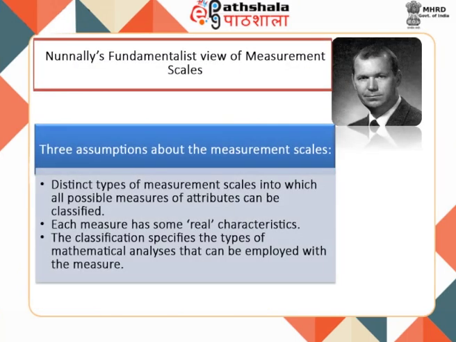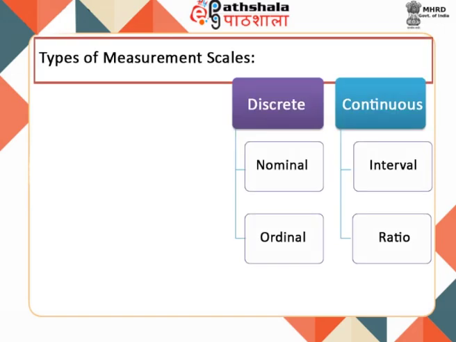Stevens proposed a fundamentalist view that holds the following three assumptions about the measurement scales. First, there are distinct types of measurement scales into which all possible measures of attributes can be classified. Second, each measure has some real characteristics that permit its proper classification. Third, once a measure is classified, the classification specifies the type of mathematical analysis that can be employed with the measure. Measurement scales can be broadly classified into two types.